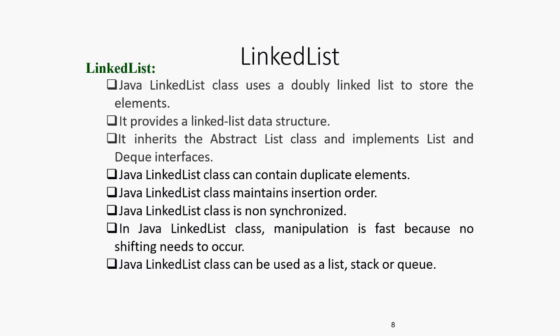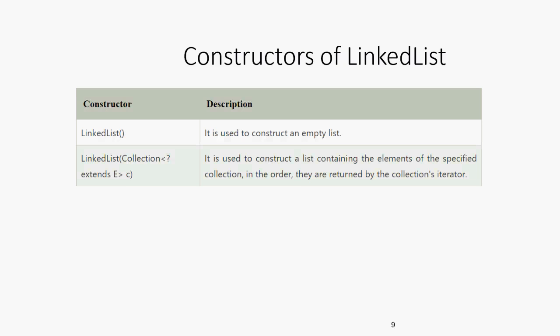In the Java linked list class, manipulation is a little faster. Why? Because in my previous lecture on array list I told you that the manipulation is a bit slow. When you have to delete an element in an array list, you have to do too many shifts for the existing elements. But for linked list, it is not mandatory to do any shifting. When you are deleting an element, just the pointers get attached to the next element's address, so you need not go for any shifting. And the linked list class could be used as a list, stack, or queue.